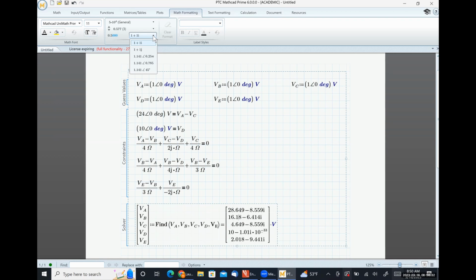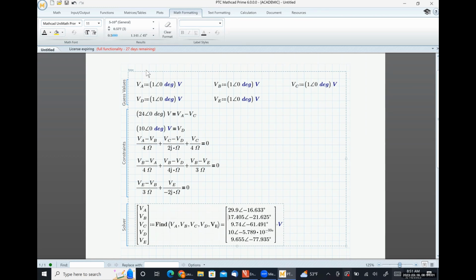The first option is rectangular with i as the imaginary operator. The second option is rectangular with j as the imaginary operator, which is what we're using for rectangular numbers. Then we have polar form with the angle expressed in pi radians, polar form with the angle expressed in radians, and finally, polar form with the angle expressed in degrees, which is what we'll typically use. So if I press that button, it simply converts everything.